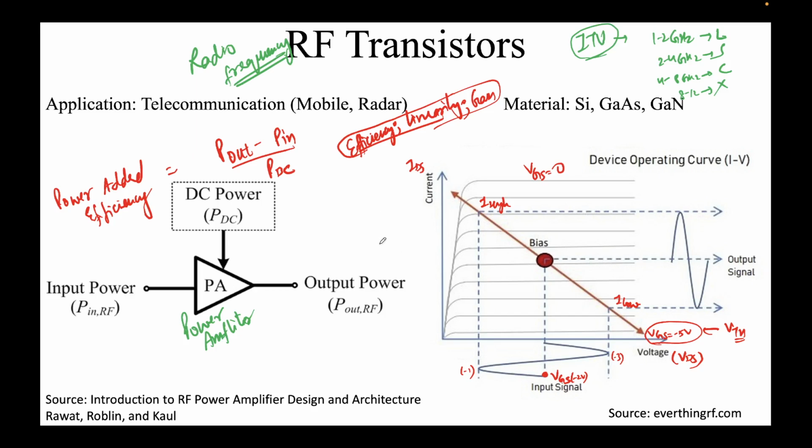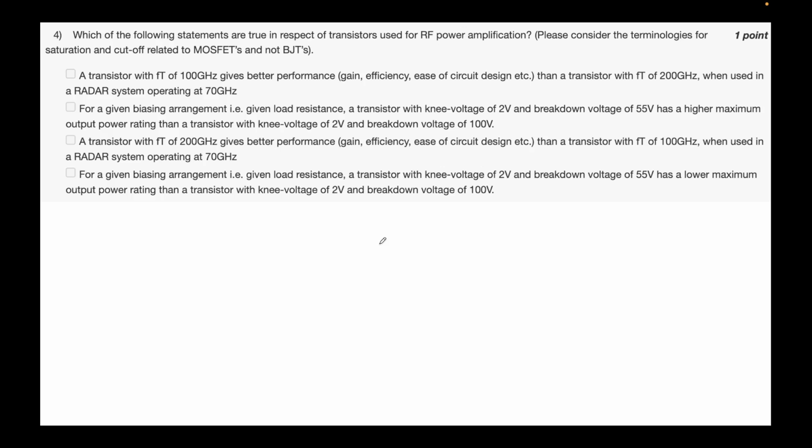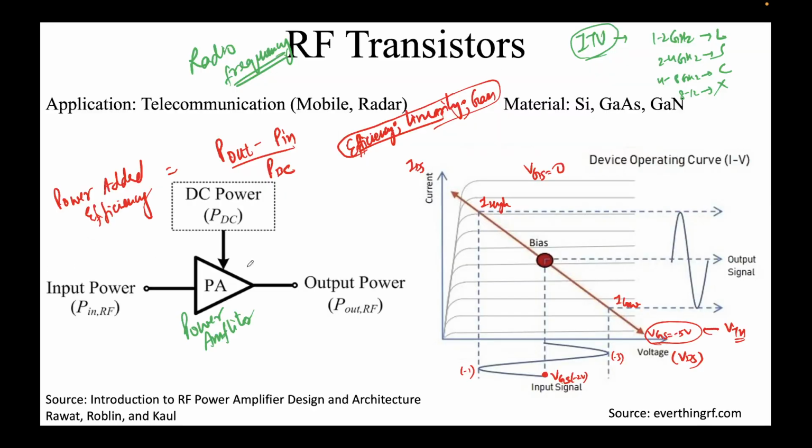Right. So after this, I have a problem with respect to RF transistors. Which of the following statements are true in respect of transistors used for RF power amplification? That is the one that I have been talking about. This is the power amplification I'm talking about, and this frequency of switching is in the radio frequency range. There are other bands also, Ku, Ka, K, and W and whatnot, but I just gave some idea over here.